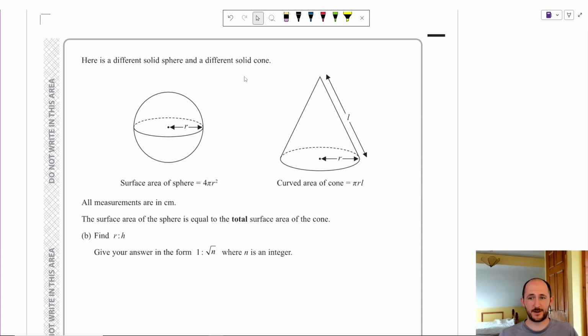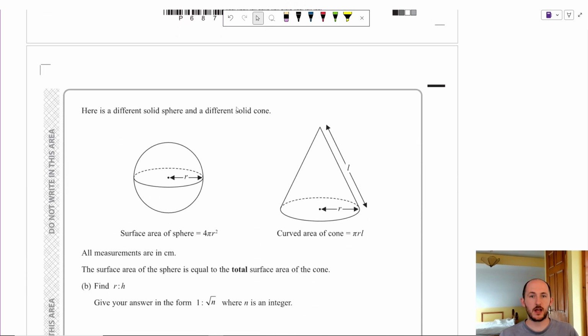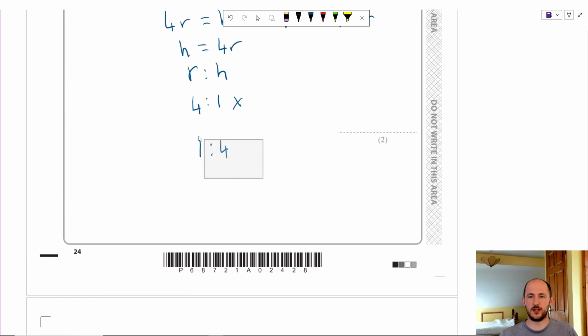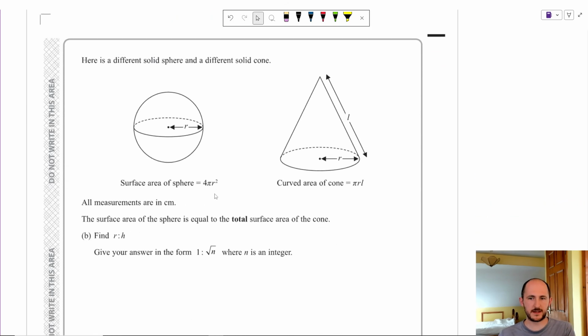A different sphere and a different cone. The reason why they put that here is because some students, rightly so, tried to use this ratio in a question that was similar to that before. So they'll try and use the ratio of 1 to 4 to solve this. That is genuinely confusing. That's not your fault if you did do something like that. But now they've told you they're different spheres and cones, which means R is different in this question than it was in the previous one.